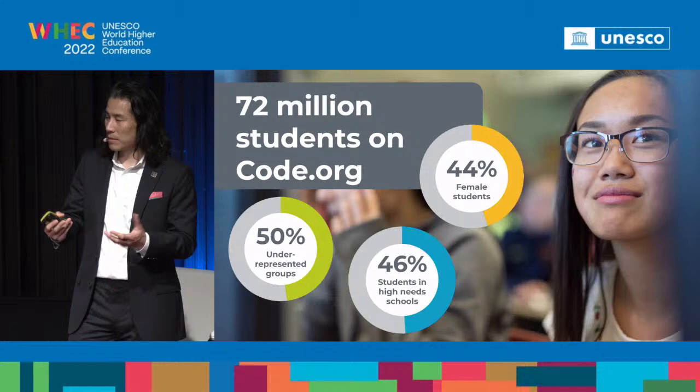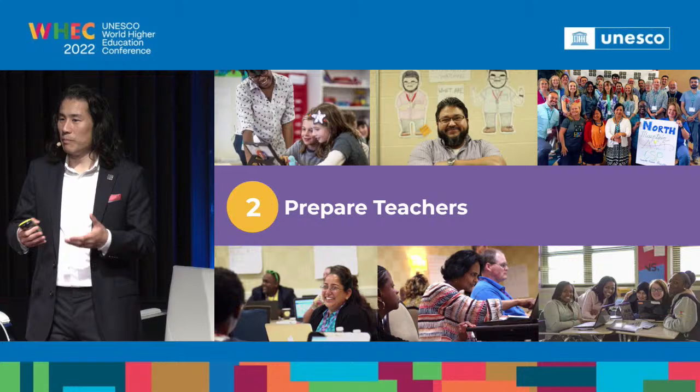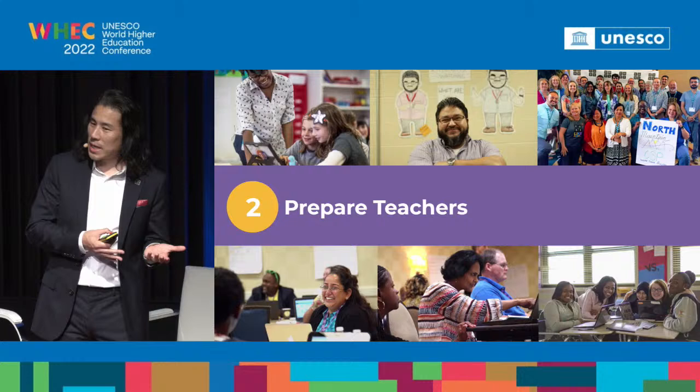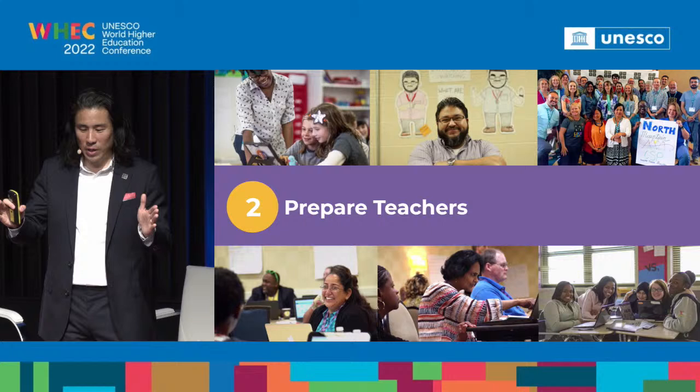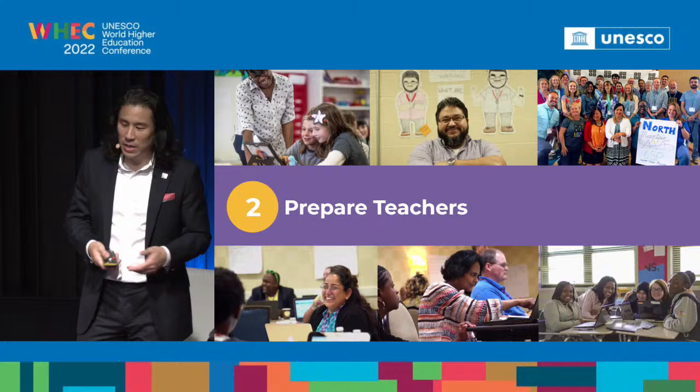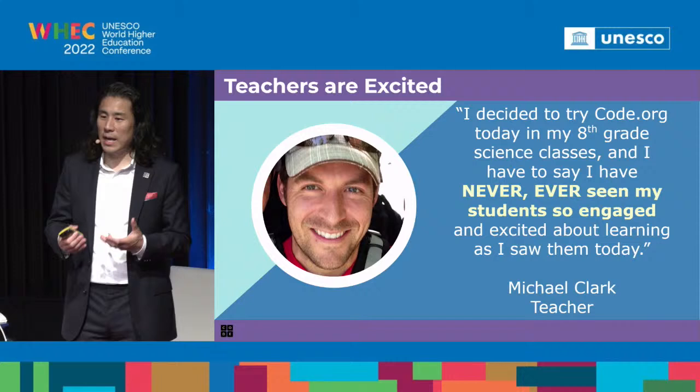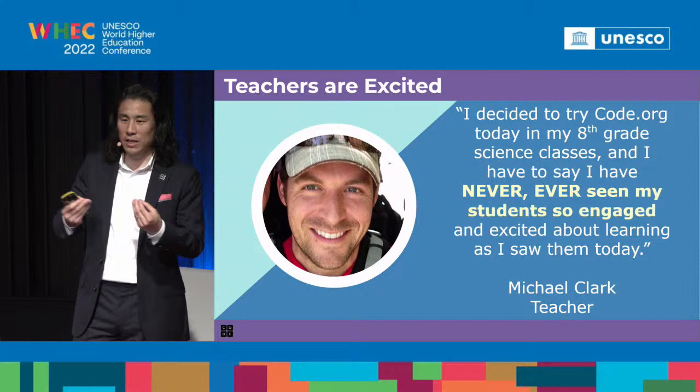The second thing you need to do to achieve the vision of more Marias around the world is to prepare teachers. It's very simple. How do you get computer science taught? You have to prepare teachers. But here's the thing. Most teachers in K through 12 never learned computer science as they grew up. So what do you have to do? You have to give them special workshops. And so when you do that, teachers get excited. Why do they get excited? Because their students are engaged. They are teaching little Marias.